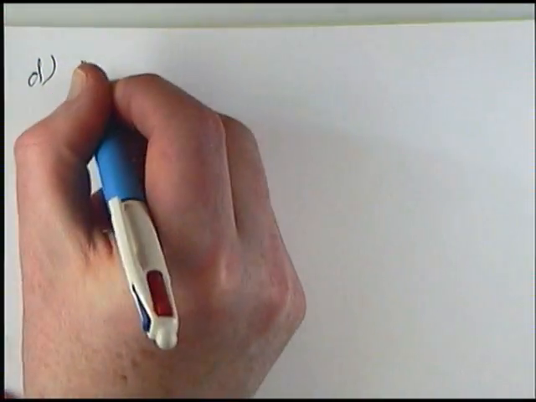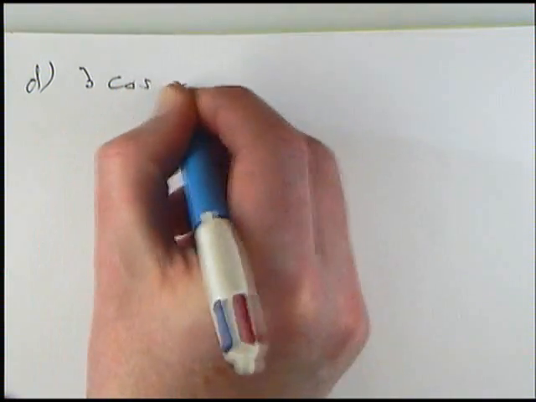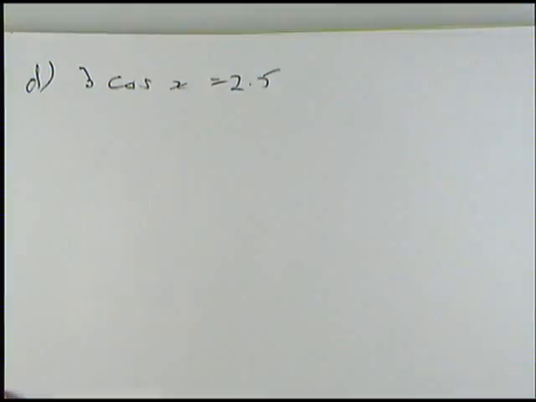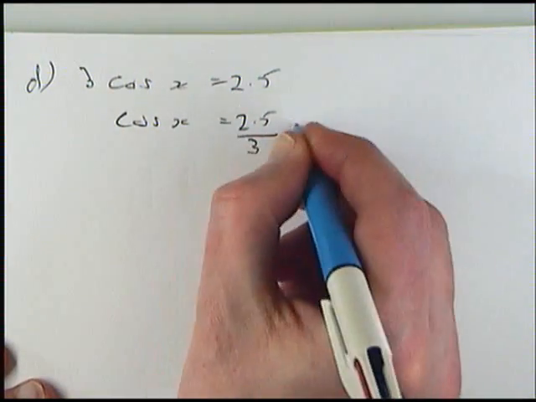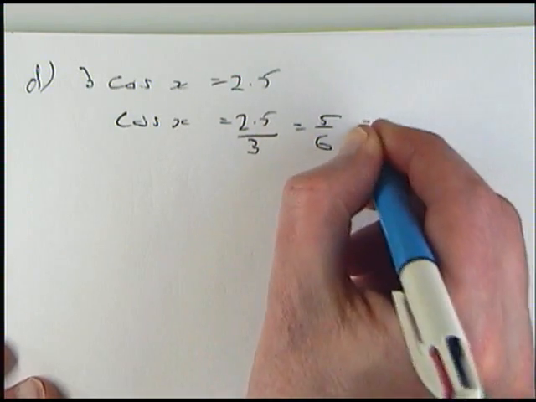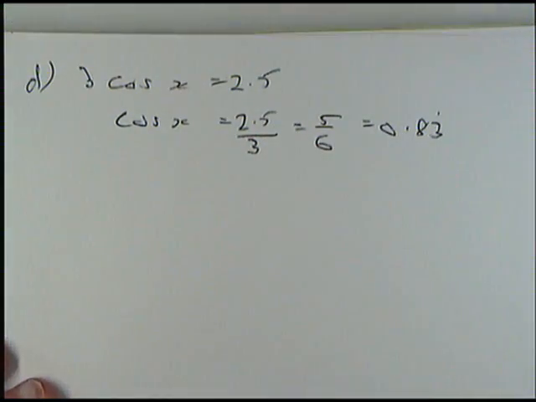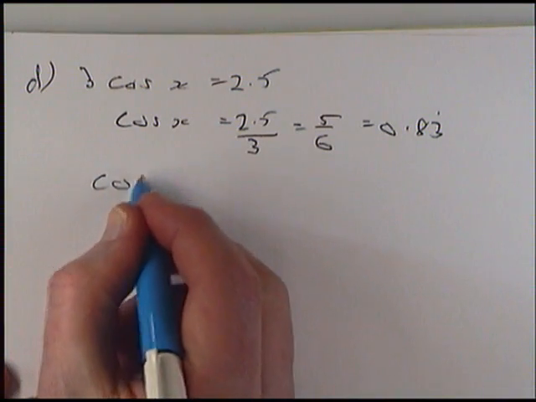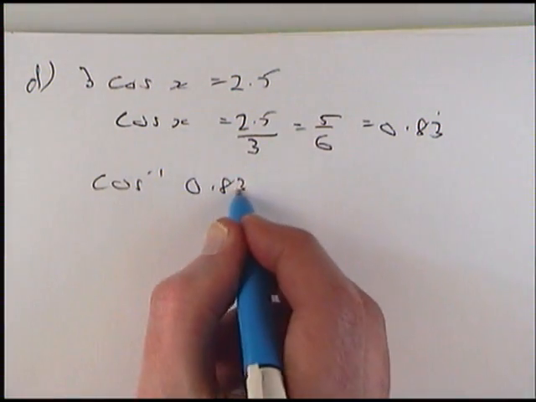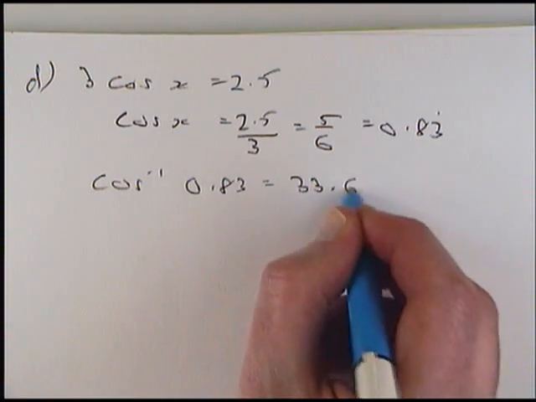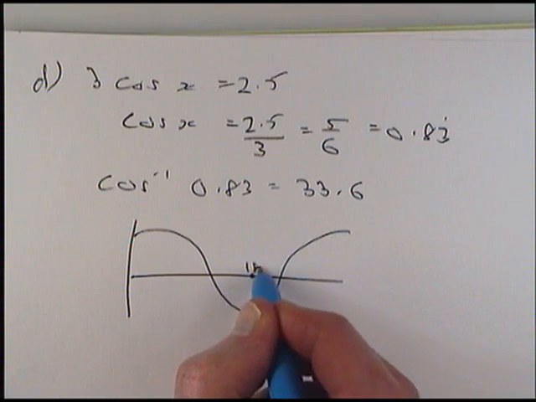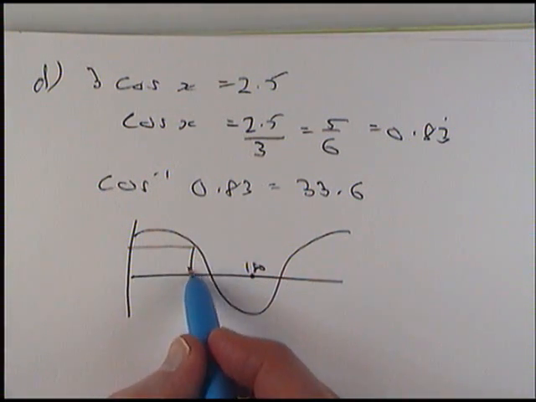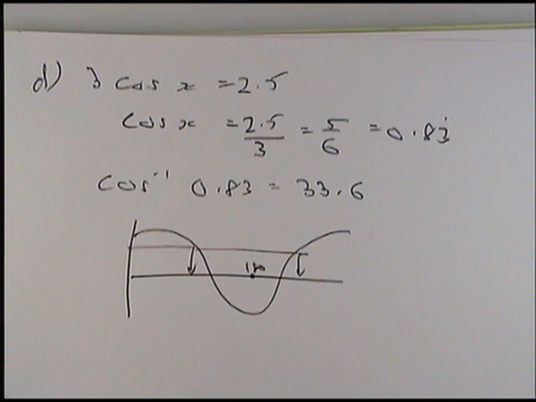So finally in question 4, part D, which is 3 cos x is 2.5. First thing you need to do is find out what cos x is by dividing by 3. 2.5 divided by 3 is the same as 5/6. It's 0.83 recurring. So you need to do inverse cos, or shift cos, of that number. That gives you 33.6. Let's sketch the cos graph. You need to know what these look like. So 0.83 will be about here. There's one answer. There's another answer.